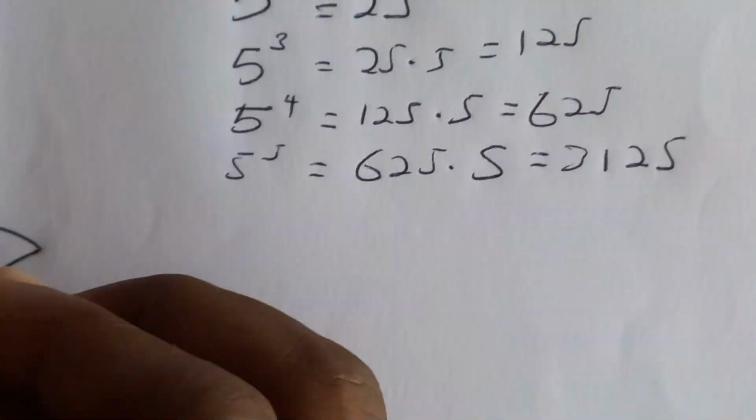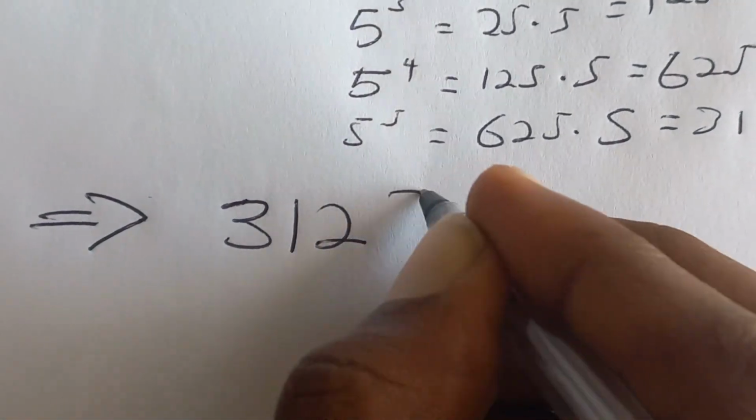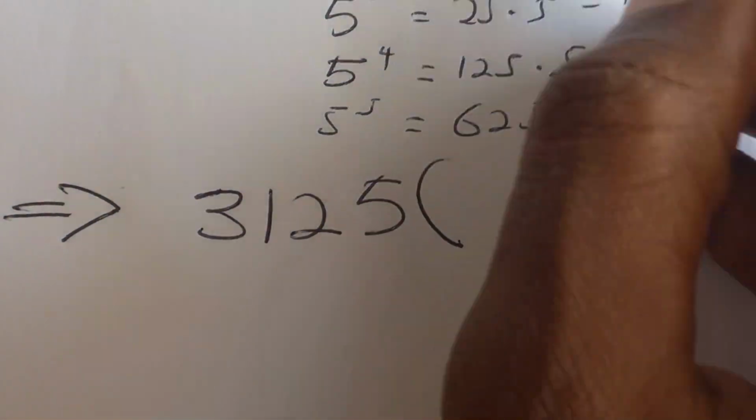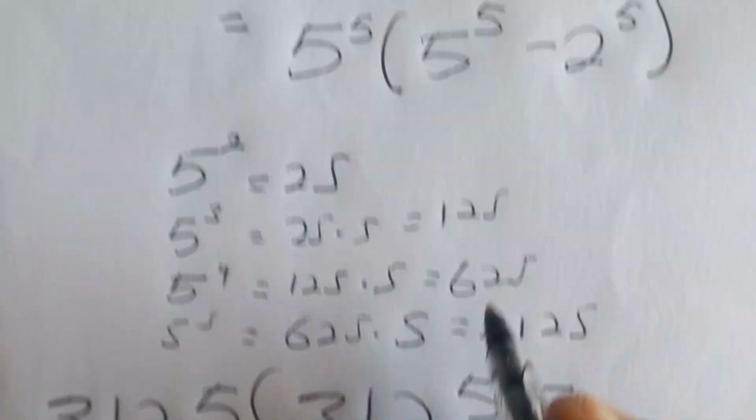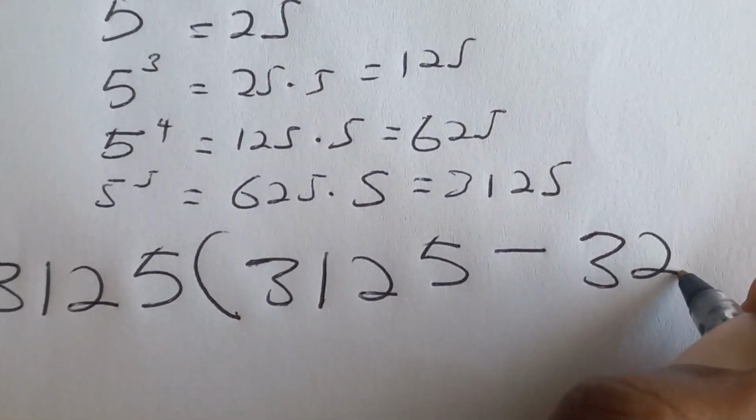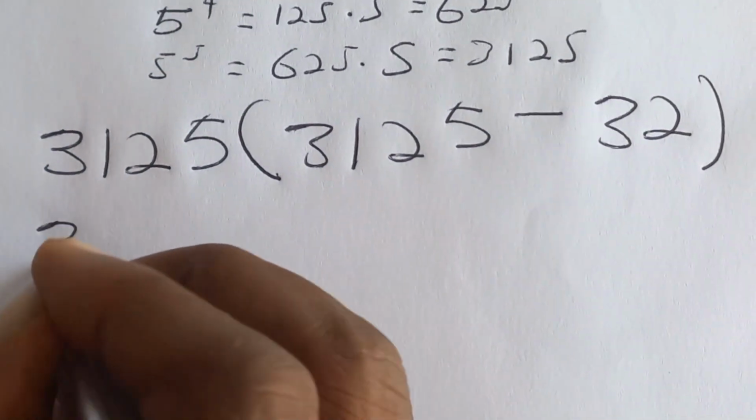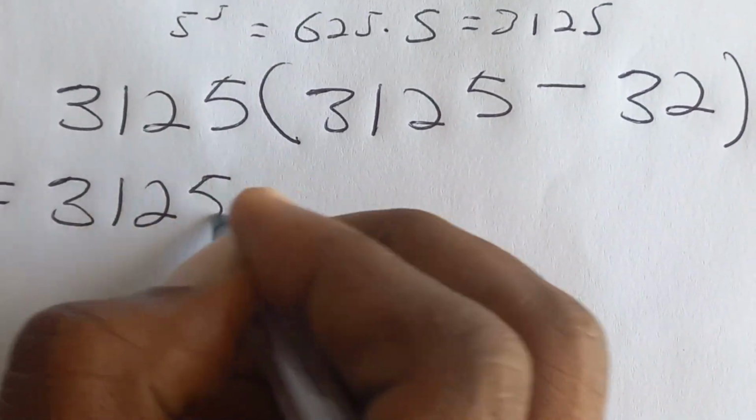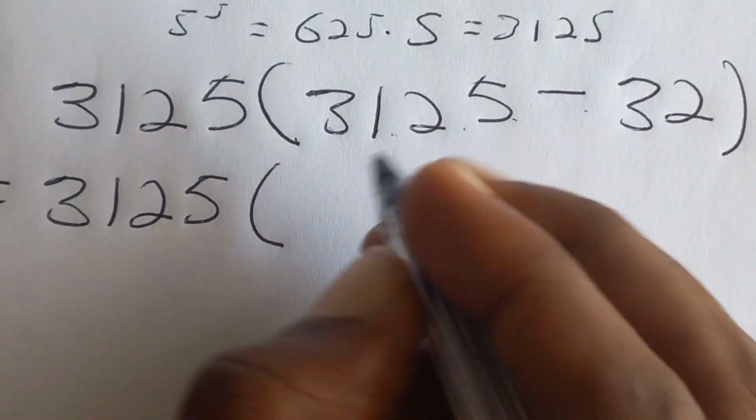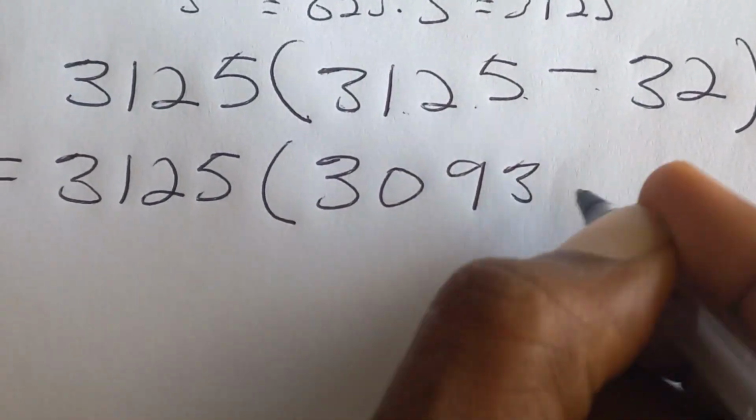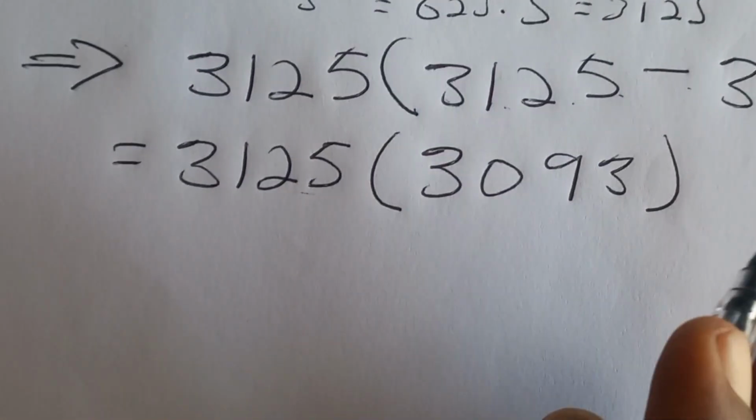So our expression now becomes 3125 bracket 3125 minus 2 exponent 5, which is 32. So 3125 minus 32, you are getting 3093.